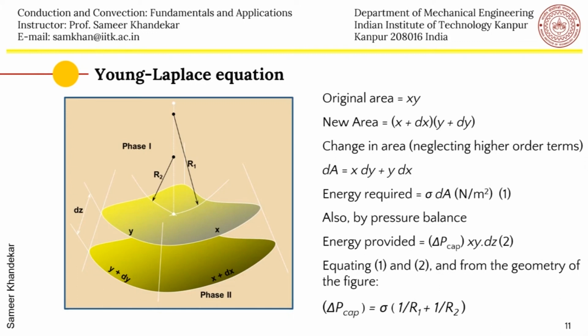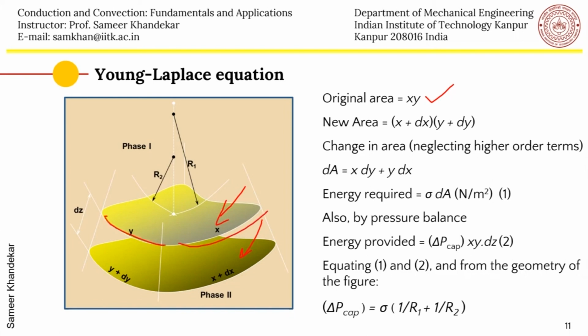Let us assume that we have a surface, and as the bubble grows, we are actually creating new surface. So this surface is growing now. We are trying to understand how this growth takes place and what is the pressure which is required to sustain this growth. If you see the original area, we can assume it is x into y. So x is one dimension here, and y is the other dimension here. These are the two dimensions. Then as the bubble grows, or the interface grows, the new area becomes x plus dx and y plus dy. That is shown in the second figure here.